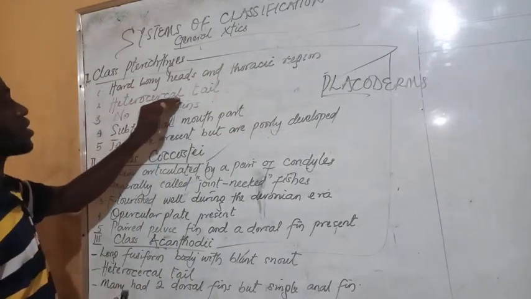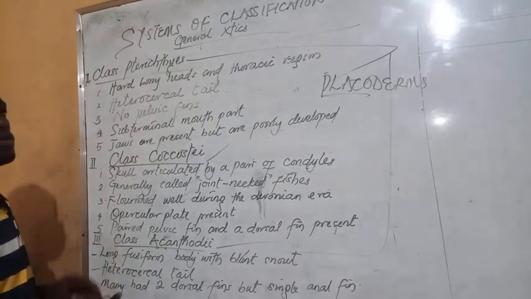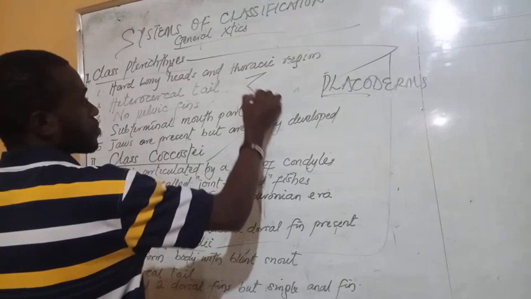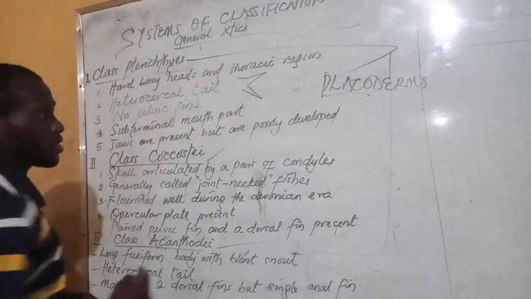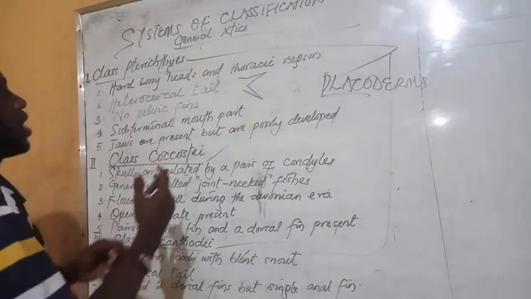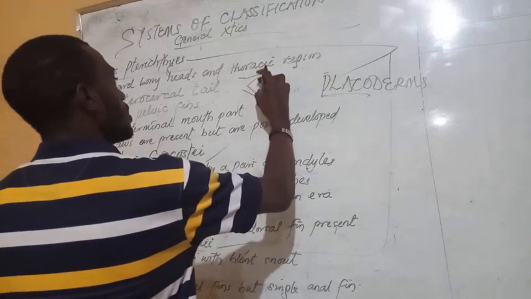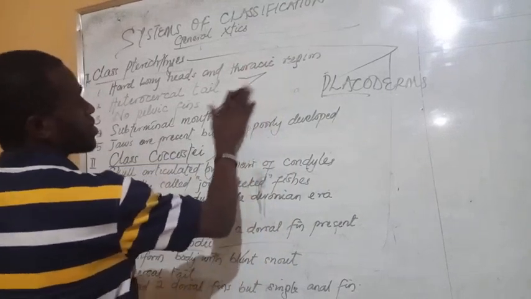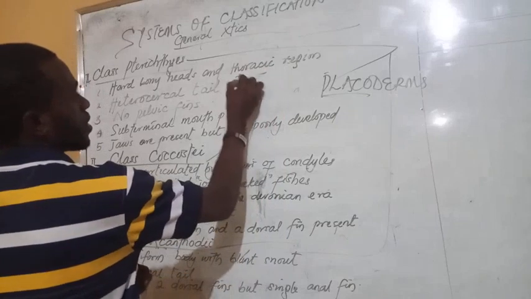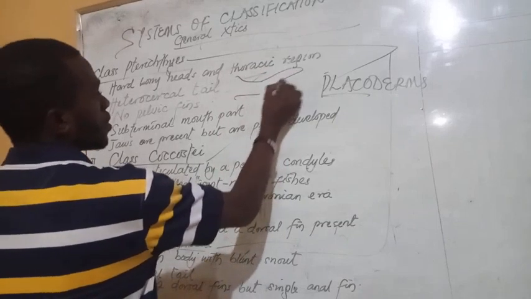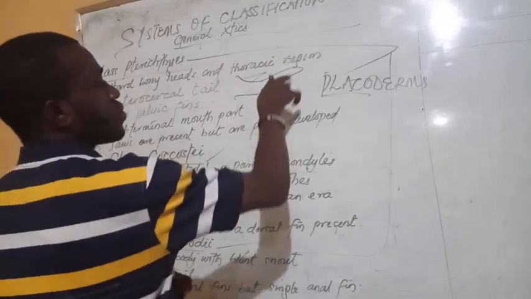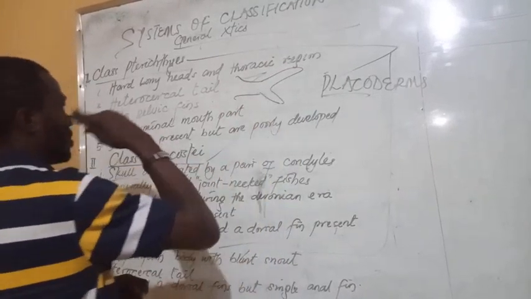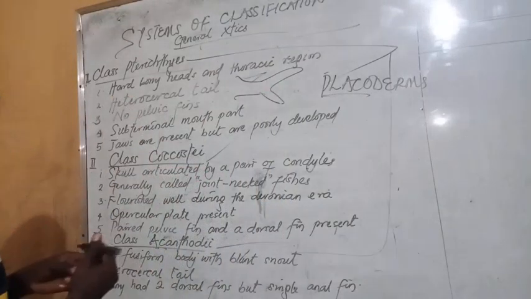They have a heterocercal tail. A heterocercal tail means a tail that is forked, but the extensions don't align. So a heterocercal tail is something like this. You have the peduncle of the fish, and they have something like this. So you see one side of the extension is longer than the other. So that is a heterocercal tail.